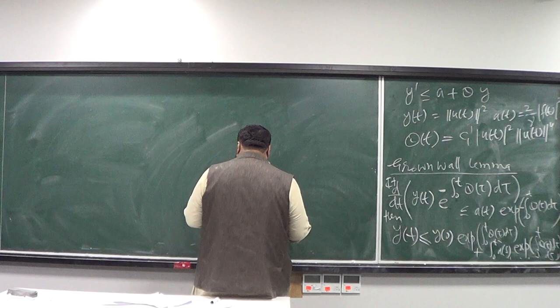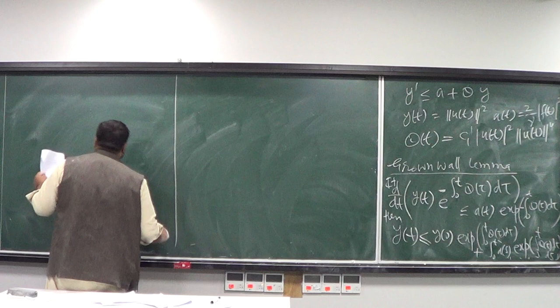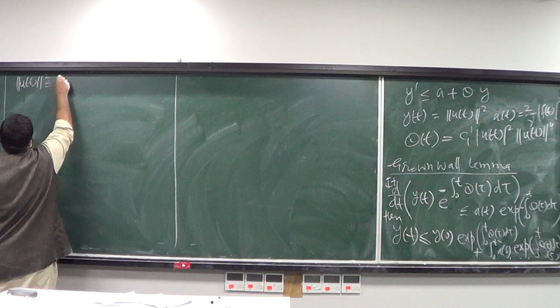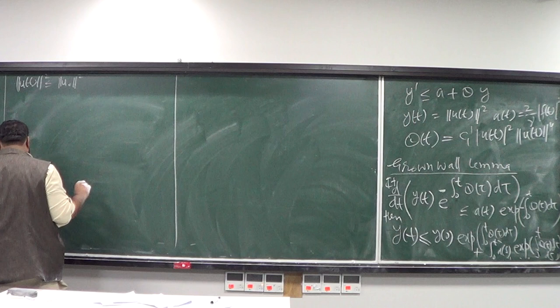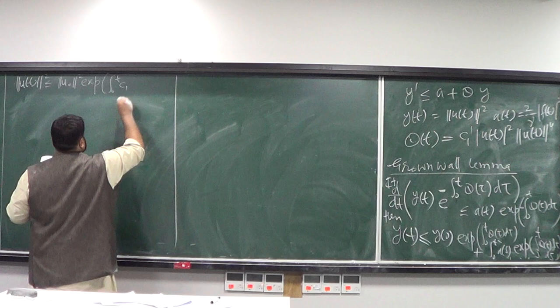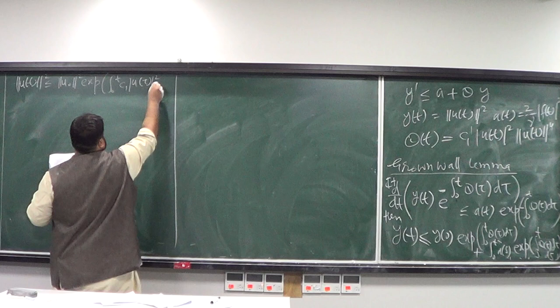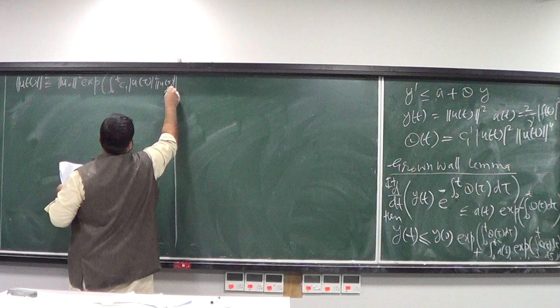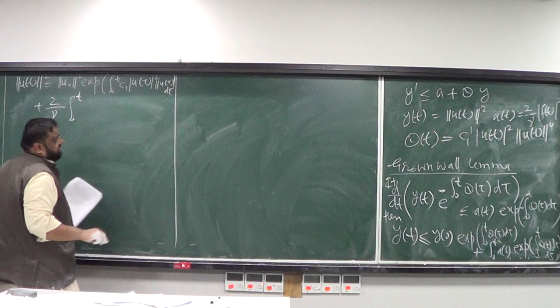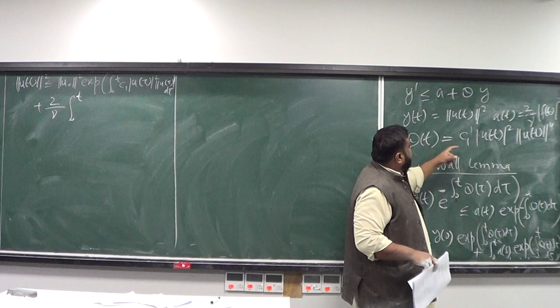So y of t, if I have y of t here, what am I going to get? The norm of u of t squared can be estimated by the norm of u naught squared, times the exponential of the integral from 0 to t, c1, norm of u of tau squared times norm of u of tau squared d tau, plus 2 over nu, 0 to t. So here I have a of s times the exponential of this. My a is this and my exponential is this.